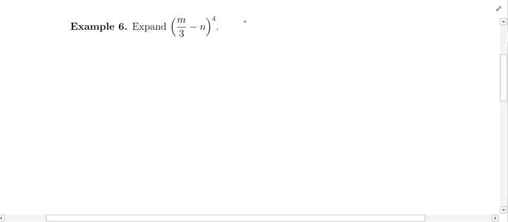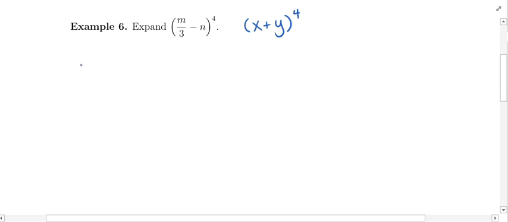All right, here is what we're going to do. We are going to start by expanding x plus y to the fourth power. Once we have that, we're going to convert it into this other binomial. So let's quickly write down the expansion for x plus y raised to the fourth power.